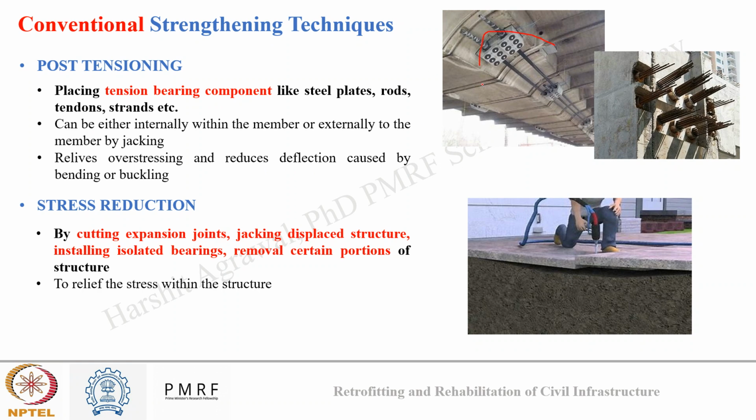So here you can see post tensioning steel bars have been placed at the deck of a bridge, and here these are post tensioning strands that are placed inside a bridge girder. Okay. And final method is stress reduction, which can be accomplished by cutting expansion joints, jacking displaced structure, installing isolation bearings, and removing certain portions of the structure. And this is done to relieve the stress within the structure.